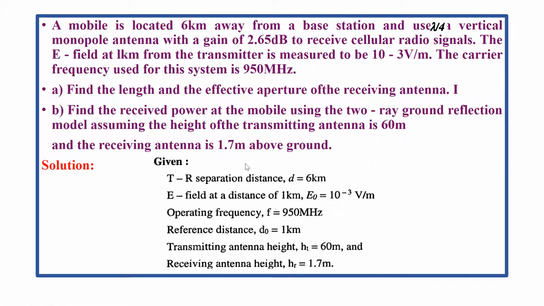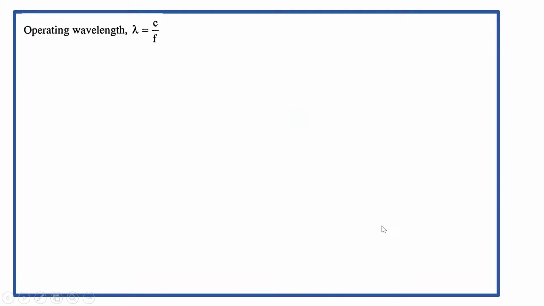So first, given from the problem, I have just narrated all the given contents. What is given to you? The transmitter and receiver separation is 6 km and the E field distance is 1 km whose value is 10 power minus 3 volt per meter. It is going to operate at a frequency of 950 megahertz and the reference distance is 1 km. The height of the transmitting antenna is 60 meter and height of the receiving antenna is 1.7 meter. So these are the given contents. We'll go on with the problem.